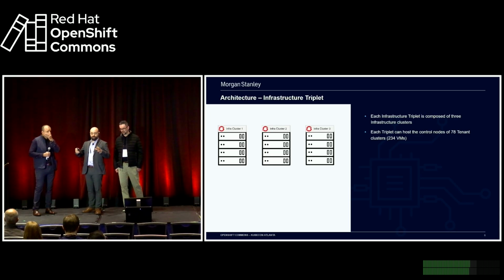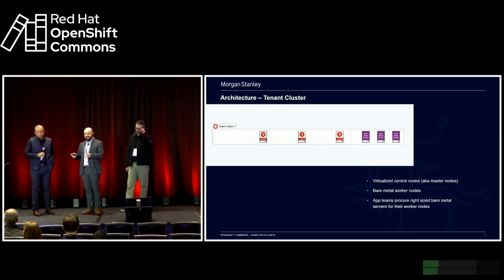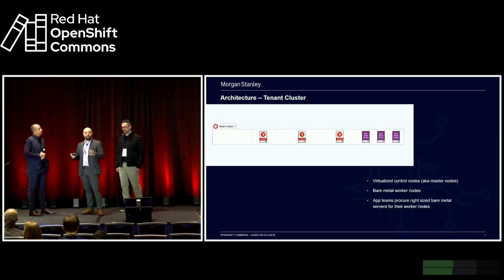Now, an infrastructure triplet is just a set of 3 infrastructure clusters, and each triplet can host up to 234 VMs. The tenant cluster has virtualized control nodes and bare metal workers. The control nodes are VMs running on the infrastructure triplet. Application teams procure the right size workers for their workloads. Since they don't have to worry about the control plane, this is a bring your own compute service model.